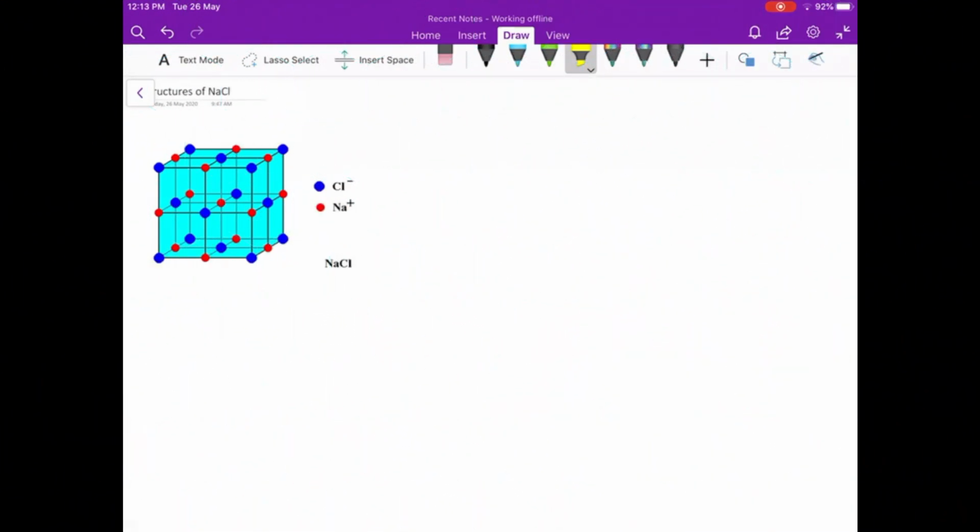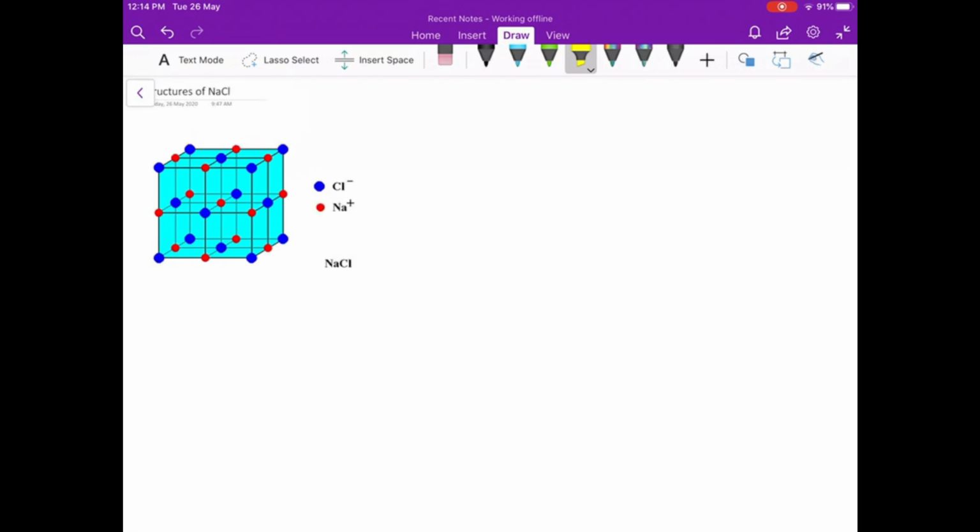Now let's start with the structure of the four crystals which are there in the syllabus. The first one is sodium chloride, second we'll discuss copper, third one is the structure of diamond, and the fourth one is the structure of graphite. A very brief description about the structure is what I'm going to start with. In fact, you need only this.